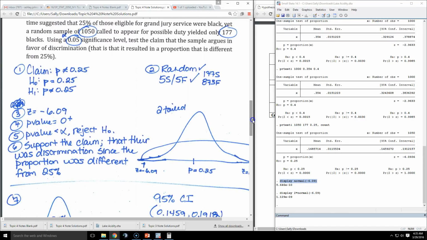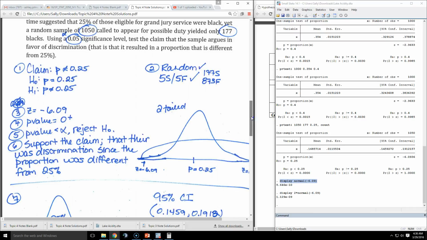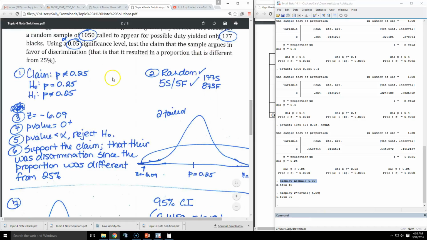Maybe it'll come out. So the p-value is low, we're going to reject H0. And H0 is, hey, there's no discrimination. However, we rejected it and we went with H1, which is supporting the claim that there was discrimination since the proportion was different than 25%. So now what I want to know is, how different from 25% is it? Because technically it still could be dumb luck, right? It could be a 0.000001% chance that dumb luck just happened to get this compilation of people.